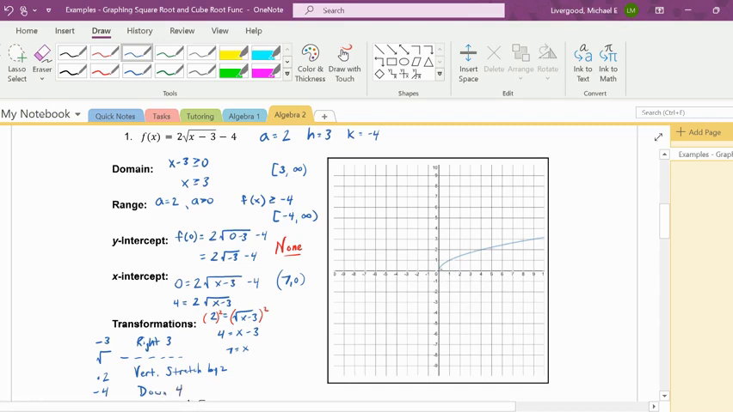Okay, so this is the parent function over here on the graph. The point (0, 0) is where that graph normally starts. We're going to shift that right 3 units and then down 4. We know the point (7, 0) is on the graph. We determined that already. So all we're really going to do, we're just going to sketch this.